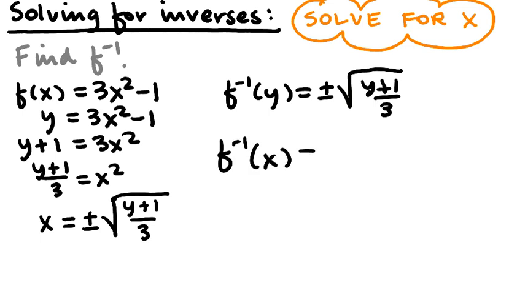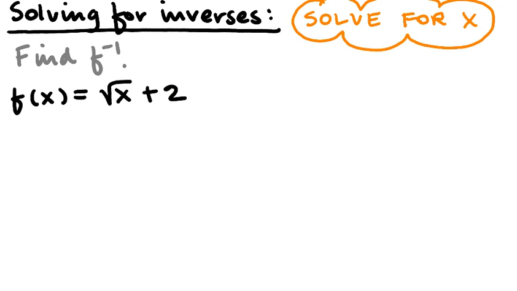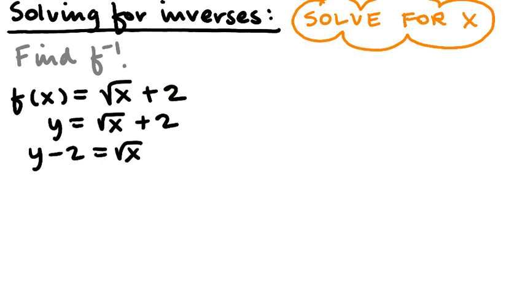Or f inverse of x is plus or minus the square root of (x plus 1) over 3. Something like that. Now the last one I'm going to have y'all solve for is f of x equals the square root of x, and then add 2. So I'll write that as y equals the square root of x, and then add 2. I'm going to try to get at x by subtracting 2 from both sides, and then I'm going to square both sides. So I'll have x equals (y minus 2) squared.